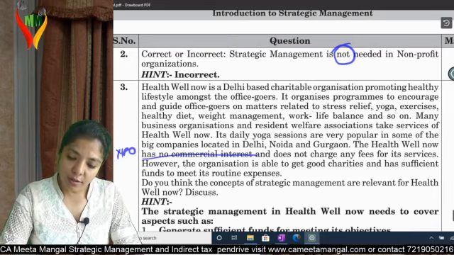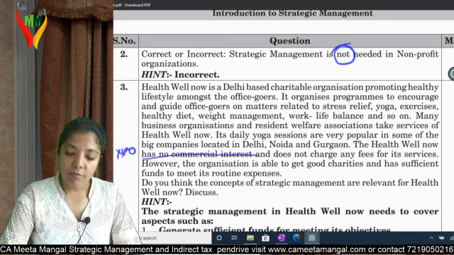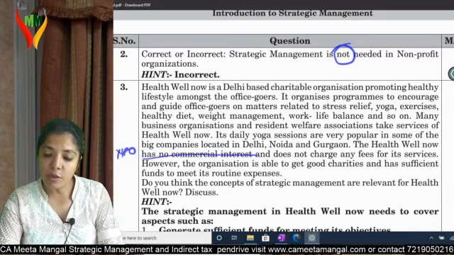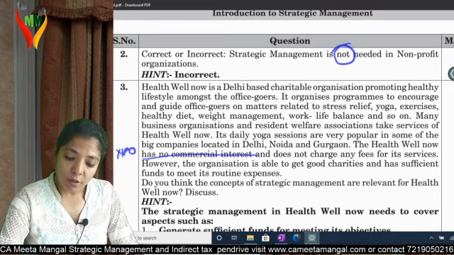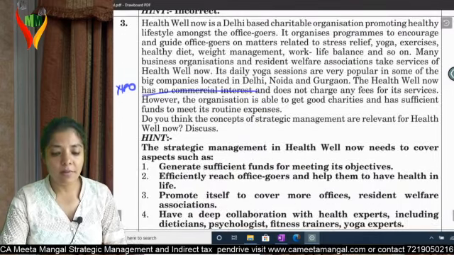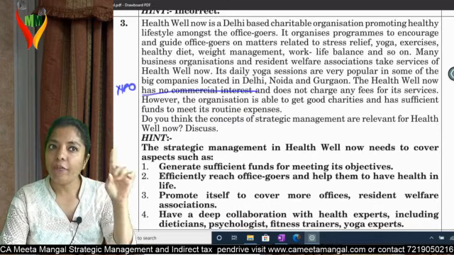No commercial interest, do not charge fees for its services. However, the company is able to get good charities and have sufficient funds to meet its routine expenses. Do you think SM is relevant? Yes. Why? That 4 points.